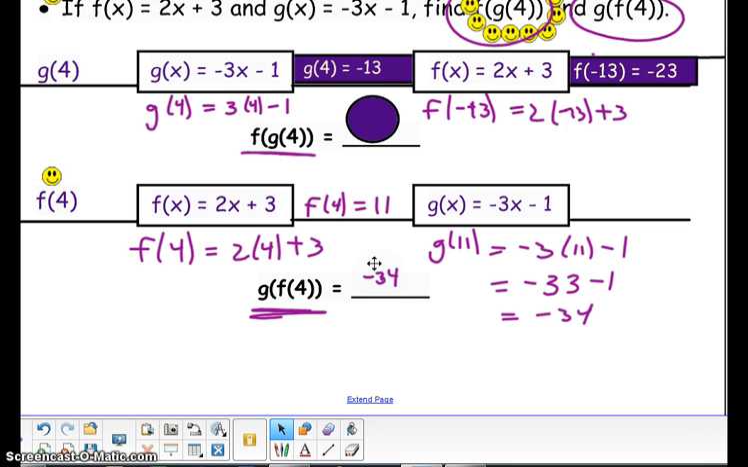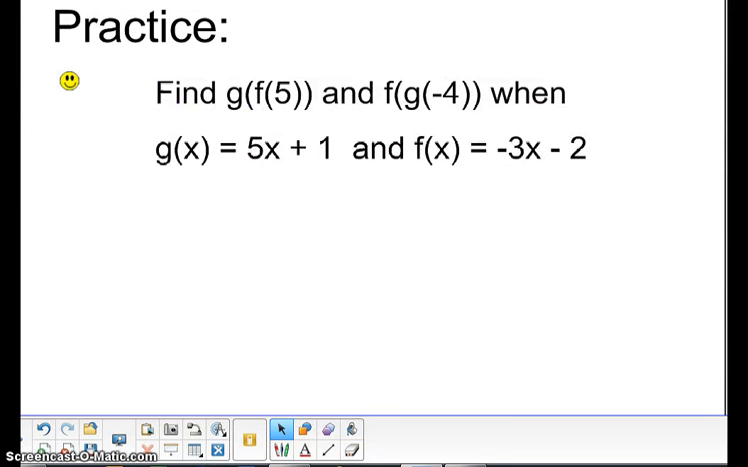Let's go ahead and go on to the next one. I'm going to have you push pause again, and I want you to solve the 2 equations. We will talk about these in class tomorrow, so have your work ready to go.